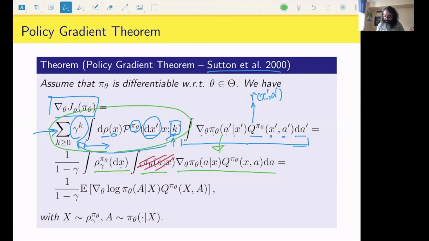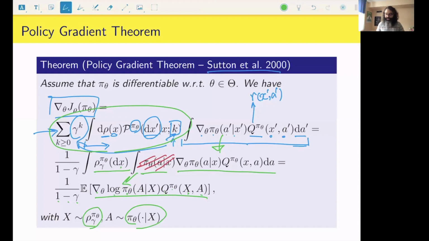Even more compact, or rather a different form, uses the same trick: we convert the gradient of pi to the gradient of log pi, but change the distribution over actions. So here I convert this summation to an expectation, which is over both states and actions. This would be 1 over 1 minus gamma times the expectation, where x comes from the discounted future state distribution and a comes from pi theta, of the gradient of log pi times q of pi theta of x and a. So that's a compact form.